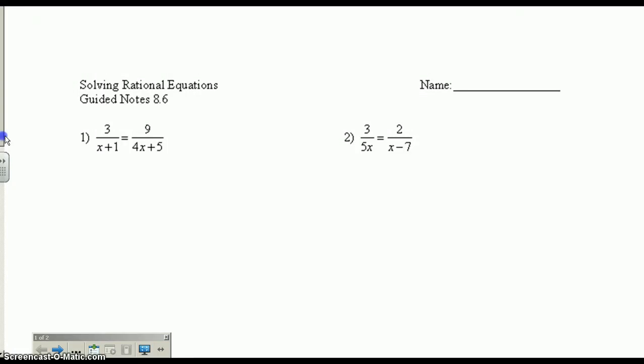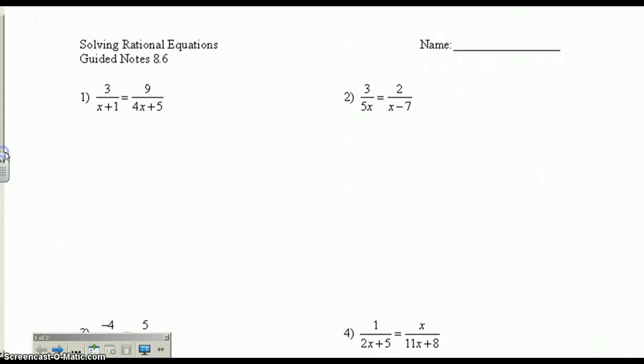Okay, you have guided notes in front of you, and I'm only going to do a few different problems, because there's actually only two types of problems in this lesson. The first one has a rational expression on both sides, and you'll see a different type in a second. So notice how we just have one fraction on the left side, one fraction on the right side. And the easiest way to do this is just cross multiply.